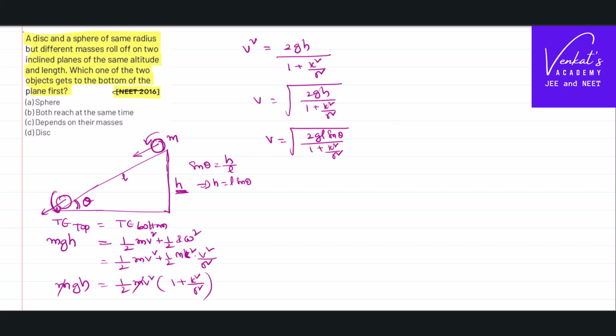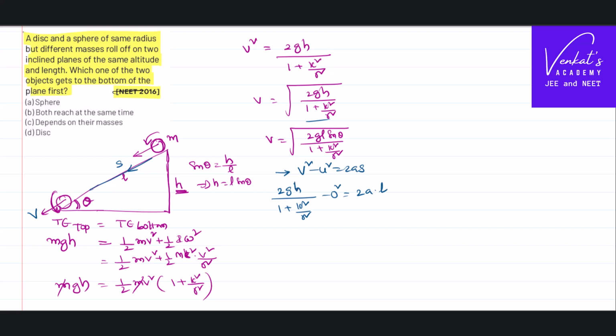After deriving an expression for velocity on reaching the bottom of the inclined plane, I can use v square minus u square equal to 2as. V square means this, that is 2gh by 1 plus k square by r square, minus u square equal to 0, starting from the state of rest. 2as, s is nothing but equal to L. This is the distance that the body has traveled.